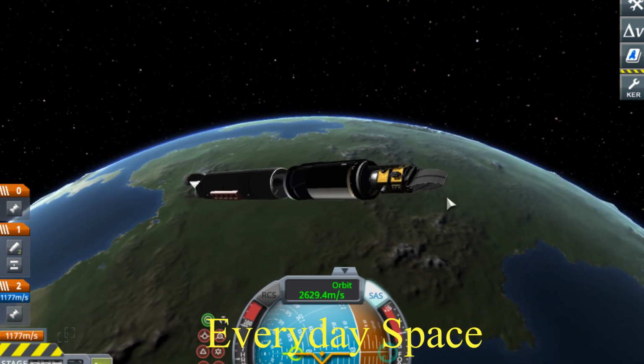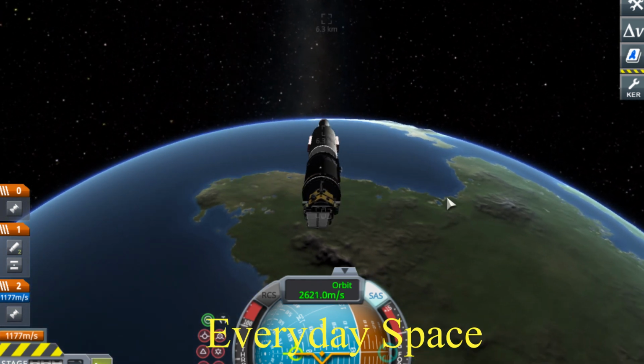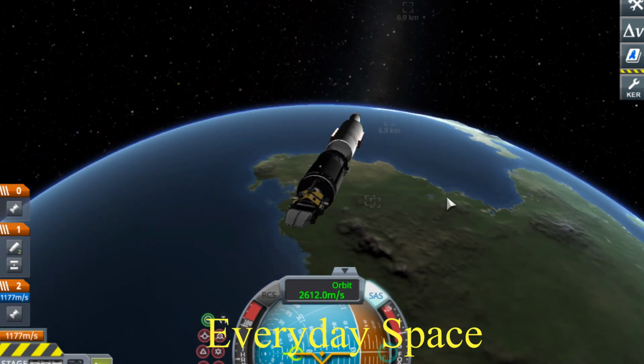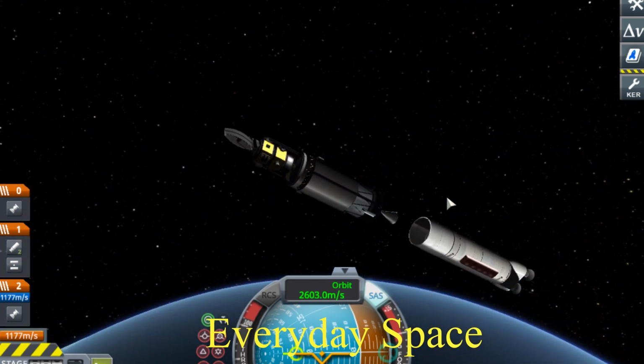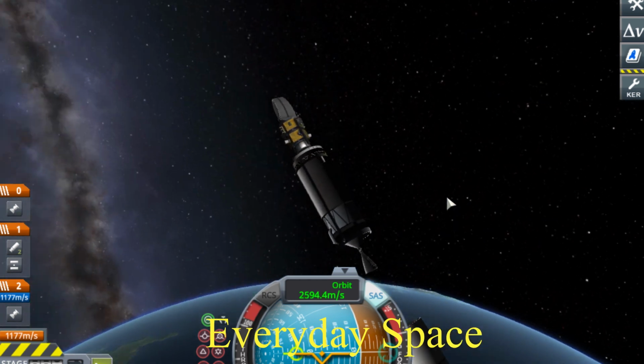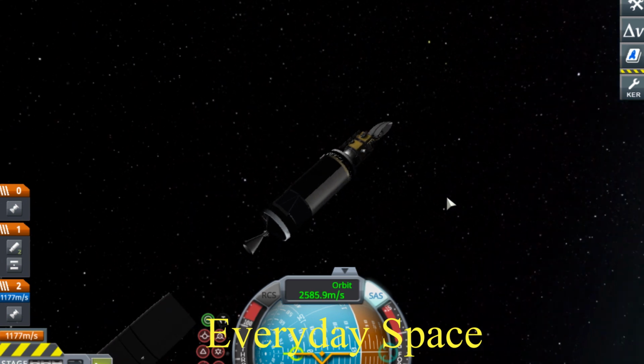Now the first engine has run out of fuel and is cutting off from the second stage of the rocket. As you can see there, it is slowly going to separate away from the rocket.